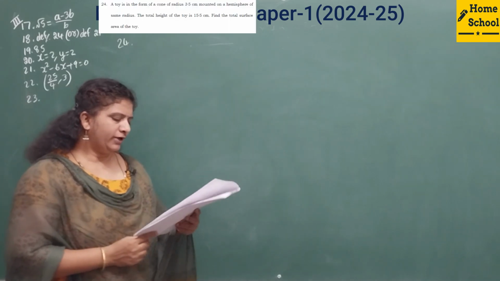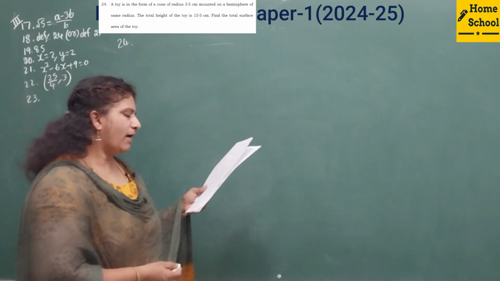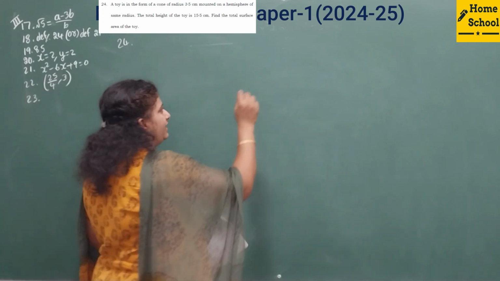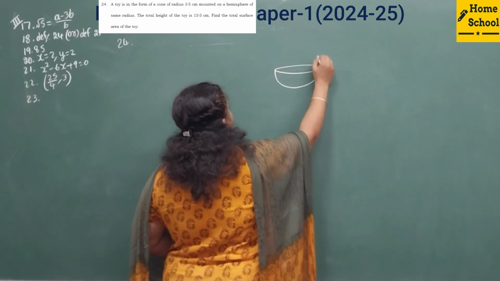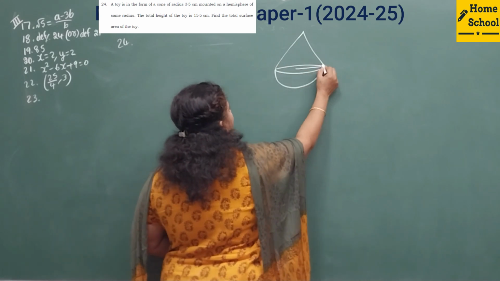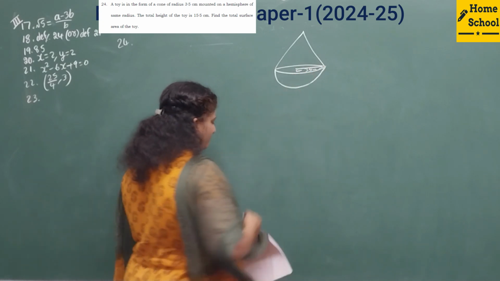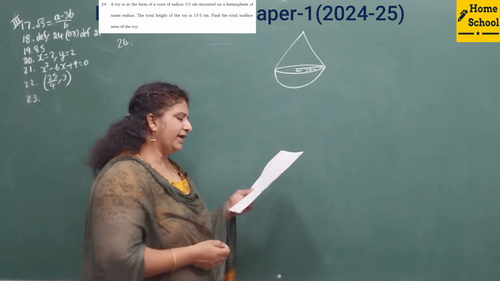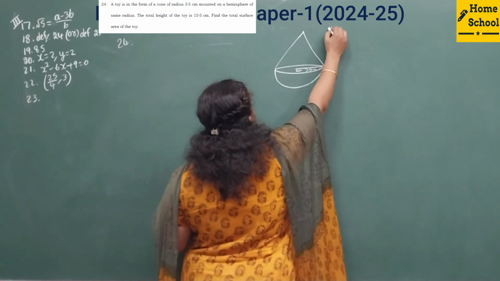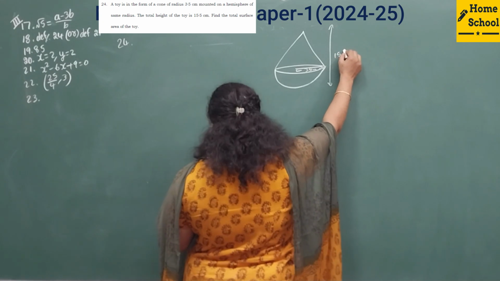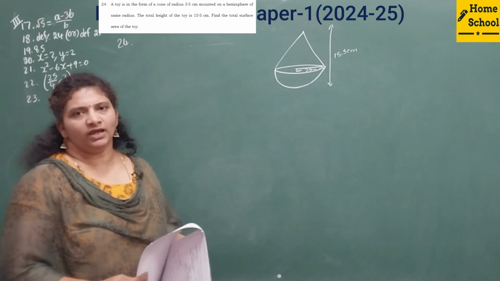24th problem. A toy is in the form of a cone of radius 3.5 centimeters mounted on a hemisphere of the same radius. Okay, let me draw a hemisphere and a cone on it, both having the same radius 3.5 centimeters. The total height of the toy is 15.5 centimeters. Find the total surface area of the toy.